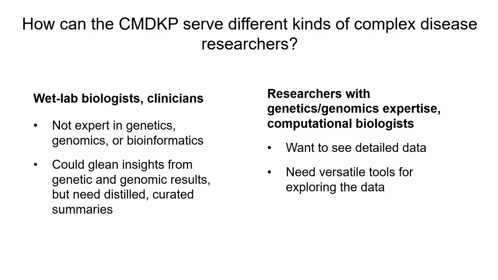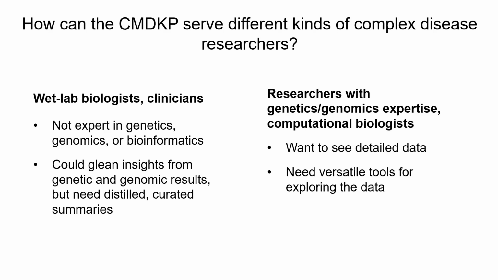As the portal matures, we've also realized that our users can be broadly divided into 2 different categories. One type is maybe the wet lab biologist or clinicians, people who are not genetics or genomics experts. They don't want to analyze large files of data. They may look at a genetic association and not know what the p-value really means. But their work could be helped by the results that are available in genetic and genomic data.